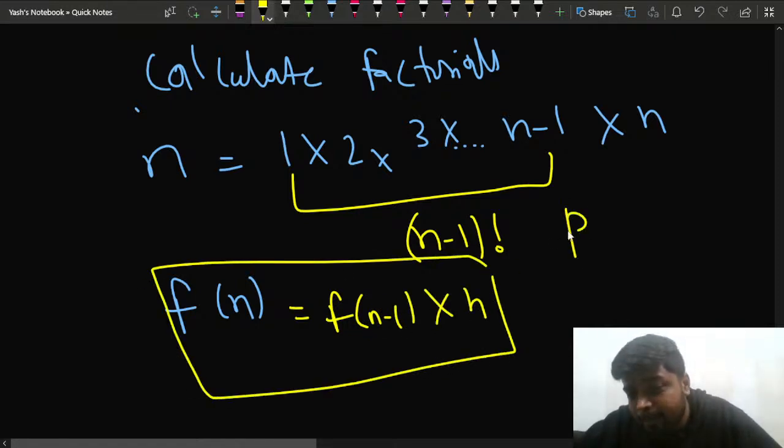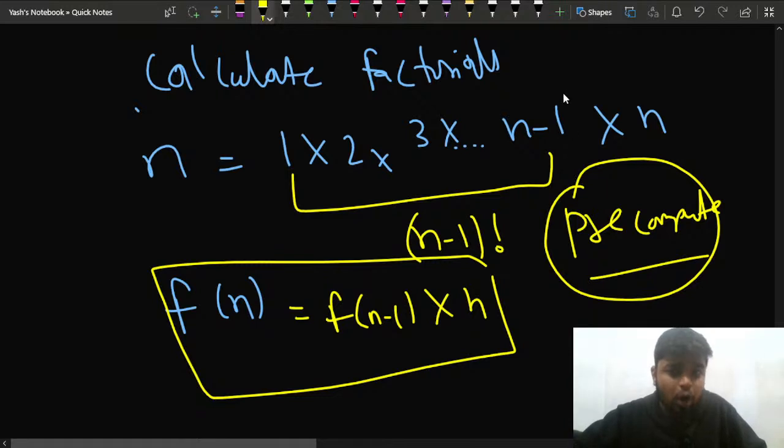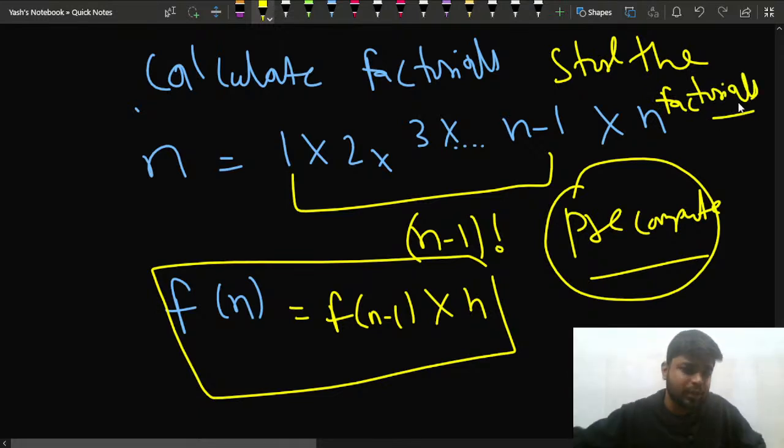So I'll be pre-computing this. If I have a lot of test cases, then computing this again and again is very inefficient. Just compute it once and store everything. Store all the factorials, because storing the factorial values would be helpful to you only.